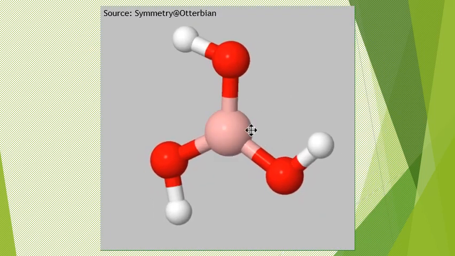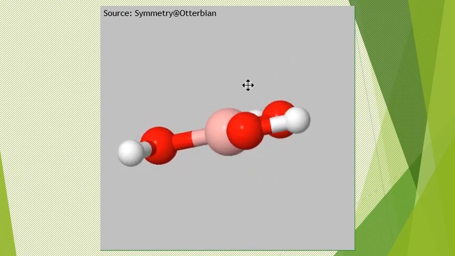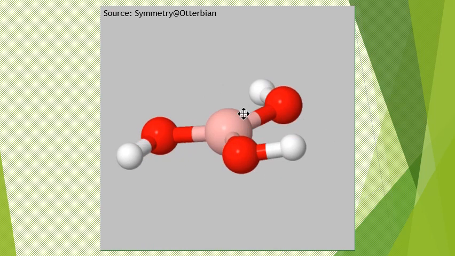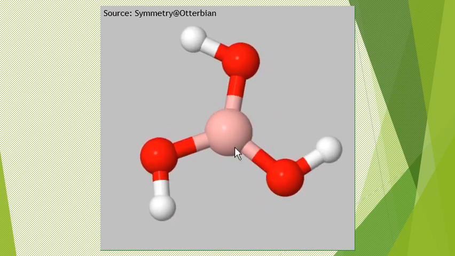This is the boric acid. Again, boric acid, it's a planar molecule, you can find that. So all hydrogen atoms, boron atom and all oxygen atoms, they are present on the same plane. Now this is said to be C3h. This is an example for the C3h point group.